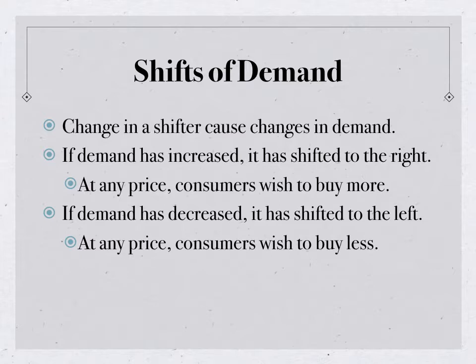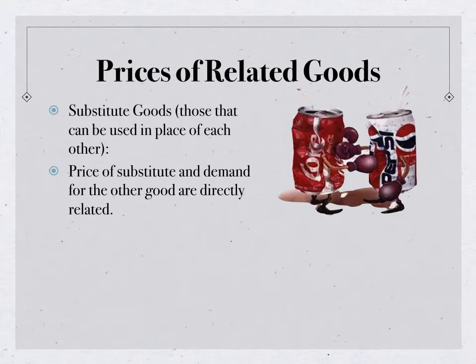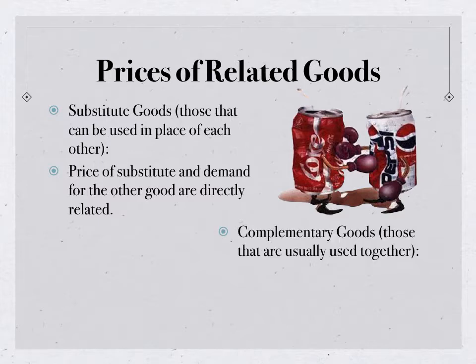Okay, so let's run through the shifters real quick. I'm going to go fast because we'll cover these in more depth on Monday, and you should have read about them in Module 5. So the first is price of related goods. Things like Coke and Pepsi are substitute goods. These are things that can be used in place of each other. And the price of a substitute and demand are directly related. So if the price of Coke goes up, the demand for Pepsi is going to go up because people are going to switch from Coke to Pepsi.